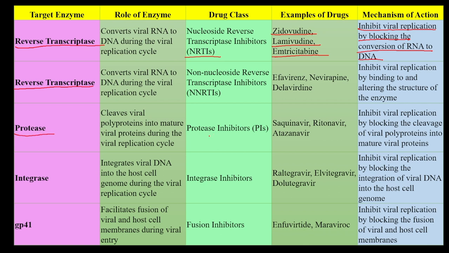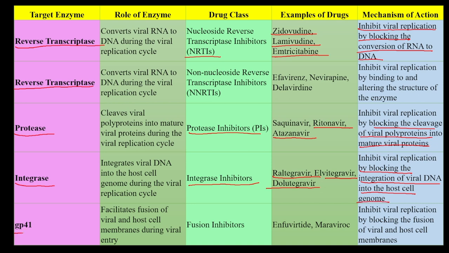Then you can also target the viral protease. When you use protease inhibitors such as atazanavir and ritonavir, they inhibit viral replication by blocking the cleavage of the viral polypeptide into the mature viral proteins. Then you can also inhibit the integrase. Integrase is inhibited by the integrase inhibitors. These are the examples of the inhibitors, and they inhibit viral replication by blocking the integration of the viral DNA into the host cell genome.